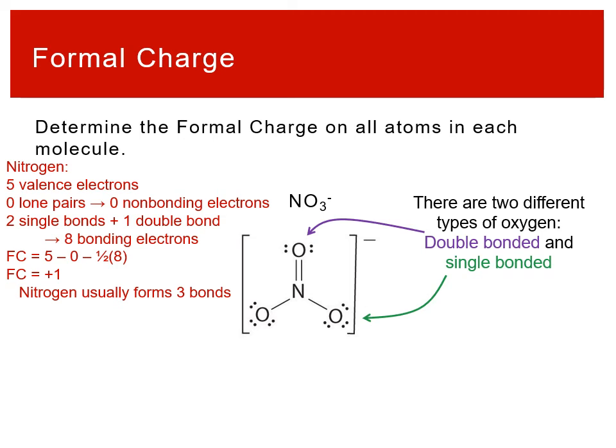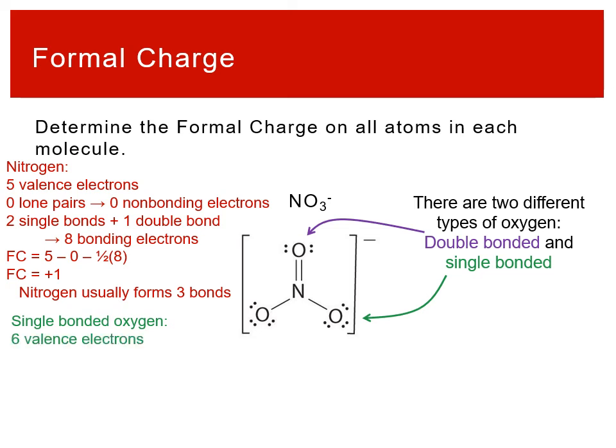And that is because there are 2 different types of oxygen. There's our double bonded oxygen and our single bonded oxygen. There are 2 single bonded oxygens, so those 2 will have the same formal charge, whatever it is, but it will be distinct from the oxygen that's double bonded because it's a different type of oxygen in a different bonding environment, so it's going to have a different value. So let's start with those single bonded oxygens.